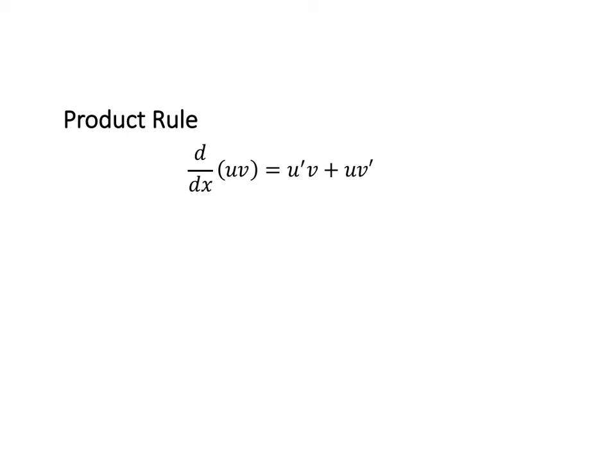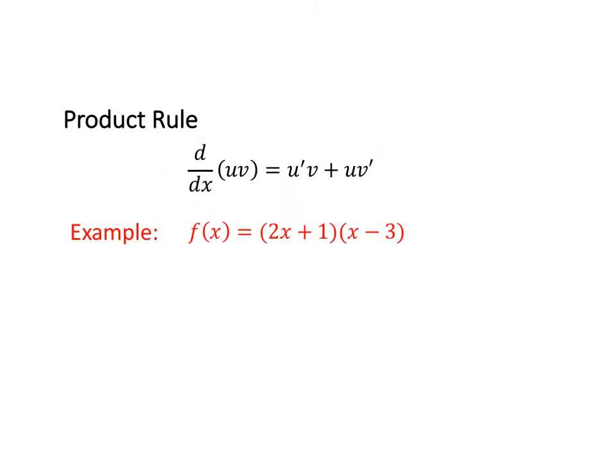If you've got two functions, u and v, and you want to know the derivative of u times v, it simply is equal to the derivative of the first times the second plus the derivative of the second times the first. So the derivative of uv is simply equal to u prime v plus uv prime. Okay?